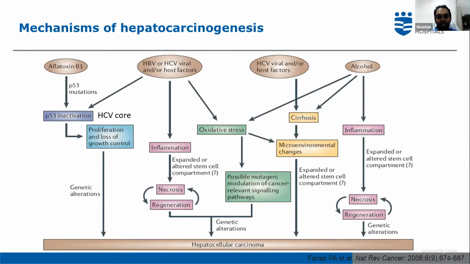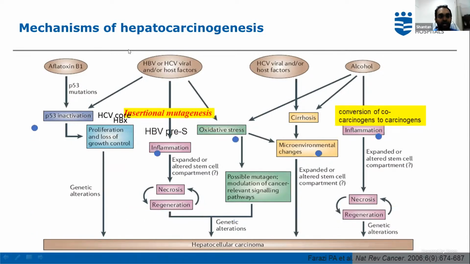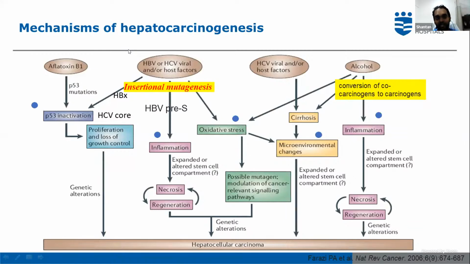So based upon the etiology, there is further activation of P53 by other toxins along with hepatitis B and hepatitis C. So the various pathogenesis includes the inactivation of P53. There's persistent inflammation which goes on within the liver, there's oxidative stress, and there are microenvironmental changes. So these changes act on the liver, and there will be a genetic alteration which leads to the formation of hepatocellular carcinoma.